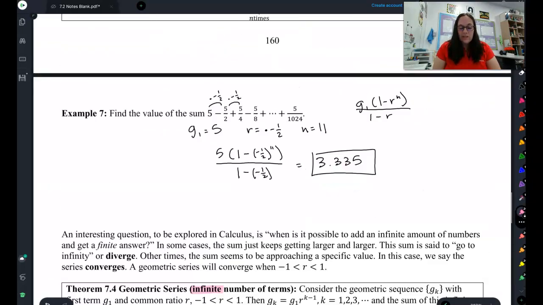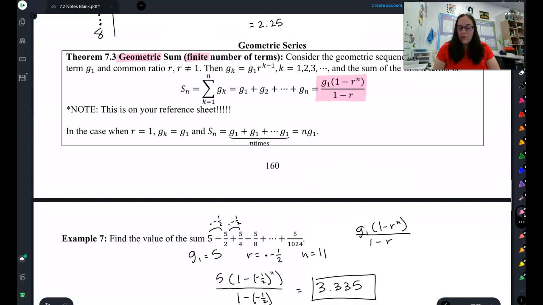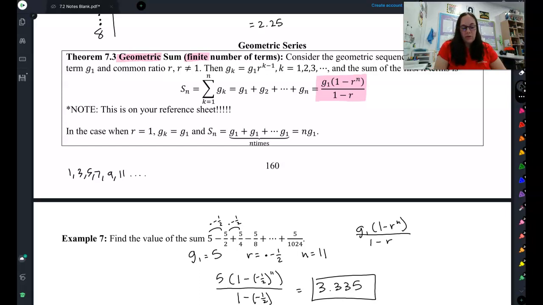Now, we didn't talk about infinite arithmetic series, because if you take an arithmetic series, 1, 3, 5, 7, 9, 11, that goes to infinity. If I add all these numbers together, I'm just going to add to infinity because they keep growing and they keep getting bigger and bigger and bigger. So we don't really talk about infinite arithmetic series because it doesn't really matter. They're always going to add to infinity or negative infinity, period.